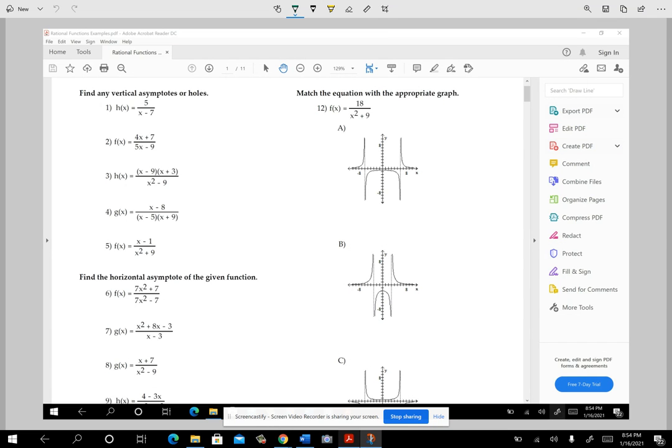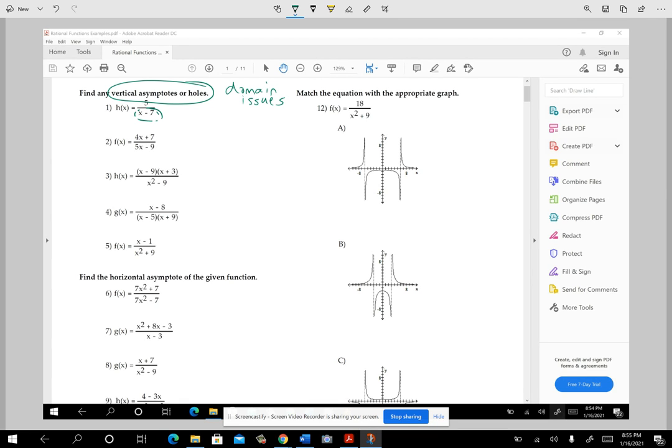Okay, so I want to do some examples dealing with rational functions. I want to do this section on vertical asymptotes and holes. Vertical asymptotes and holes are kind of related to domain issues, okay? Places where the function is not defined. So they have to do with the denominator, right?